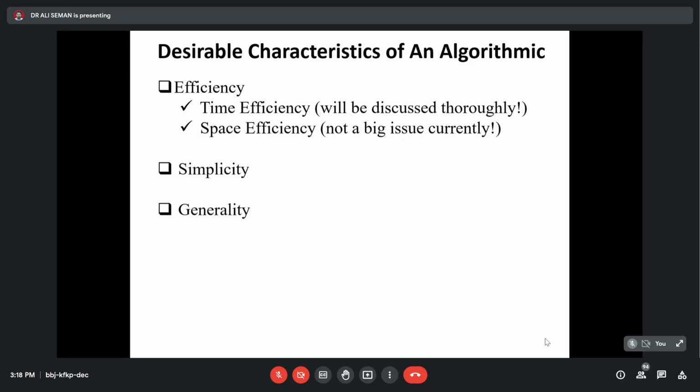And the third is generality. What does generality mean? The algorithm can be generalized. We have the algorithm, the solution, and this algorithm can be used for any application. We can apply it to any case study. That is called generality. Do you understand generality? Any questions?